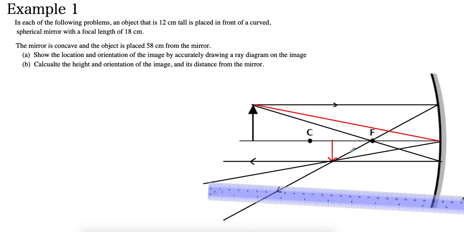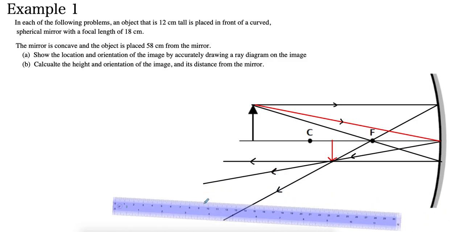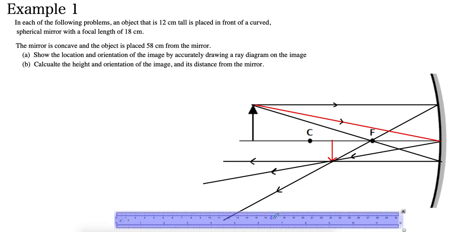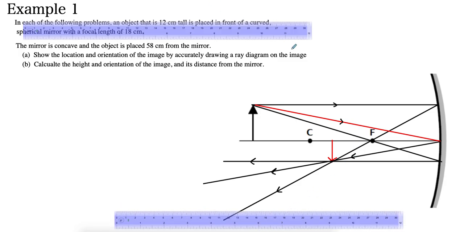That's one that I had left off on the last video, but that's another one that you can do. There's really 4 that you can draw. Normally 2 will suffice. And so we should see a couple things. One, the object is smaller.